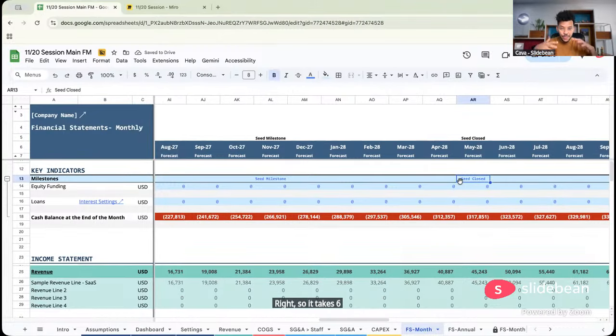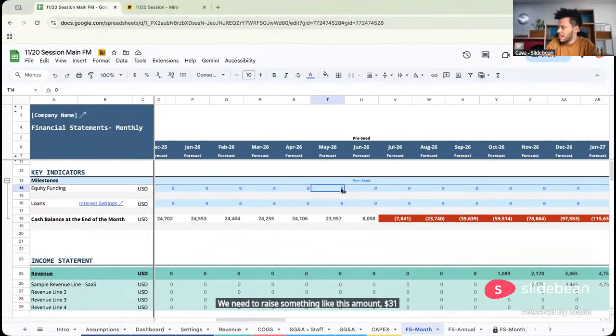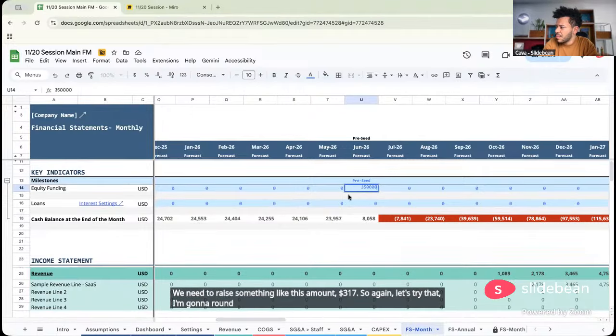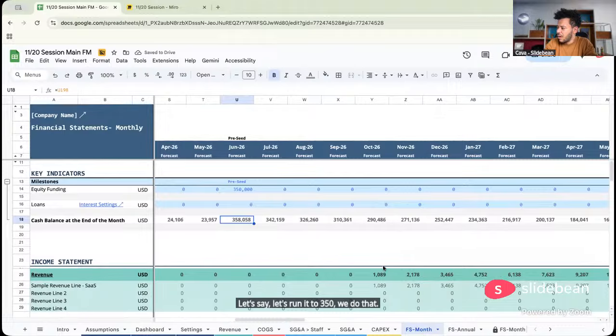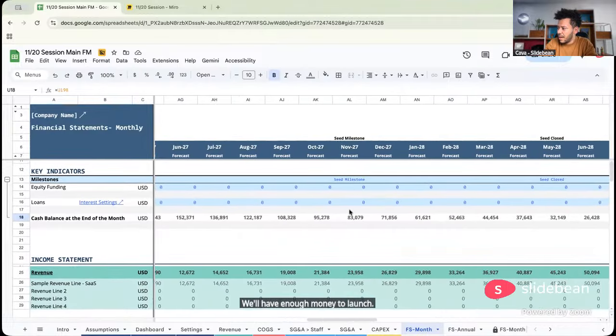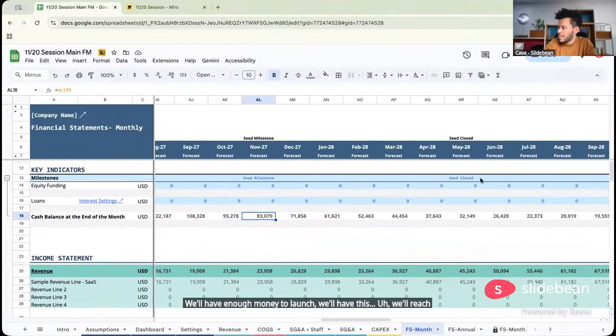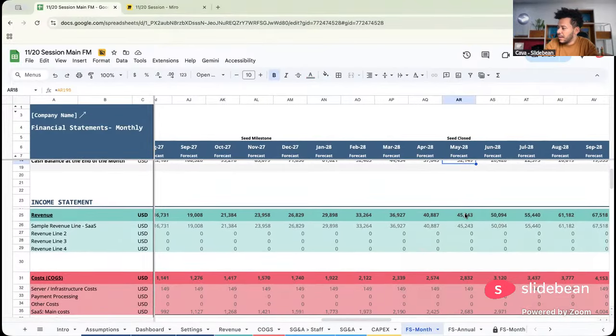So in theory, based on what we have so far, we need to raise something like this amount, 317. So again, let's try that. I'm going to round it up to 350. If we do that, we'll have enough money to launch. We'll reach the milestone with 83K in the bank, and we'll be able to close the seed still with 32K in the bank. That's the exercise of a financial model.